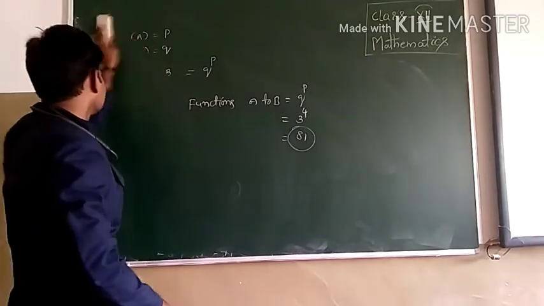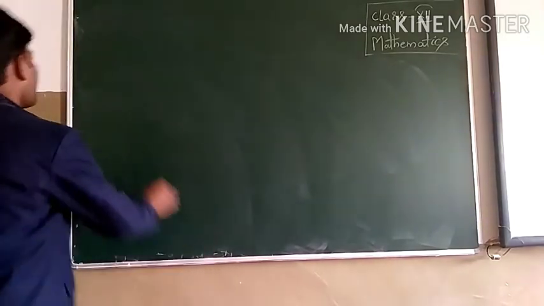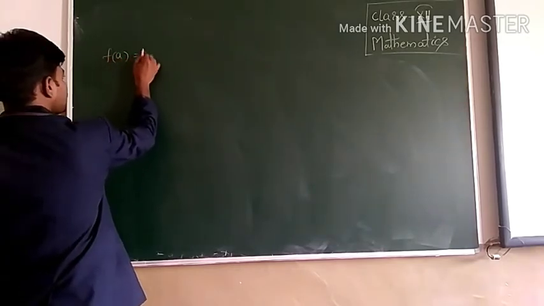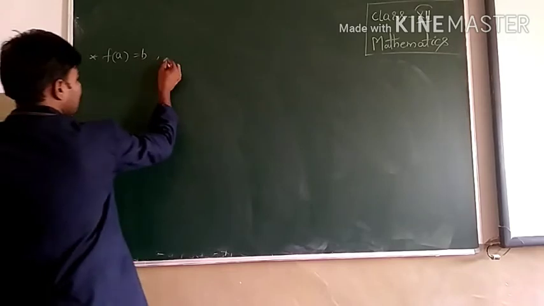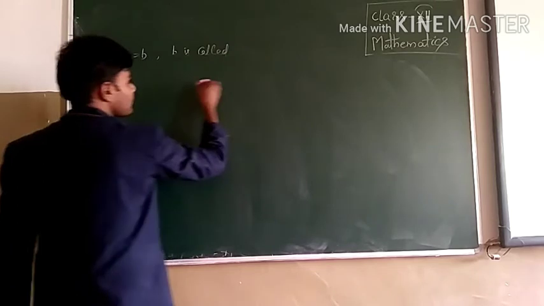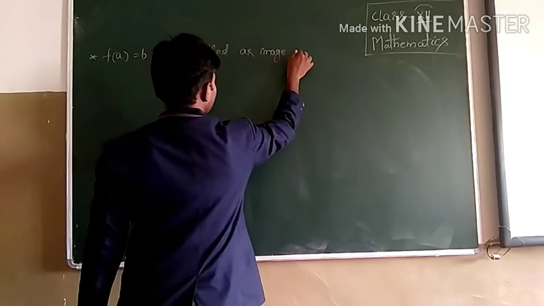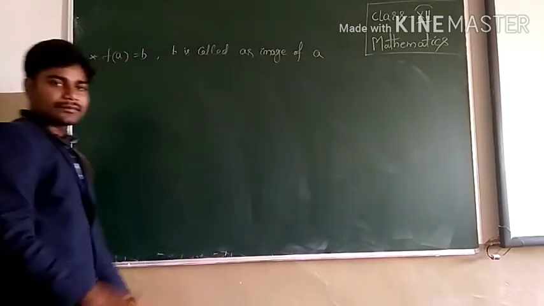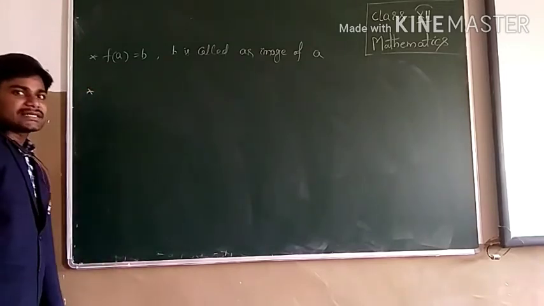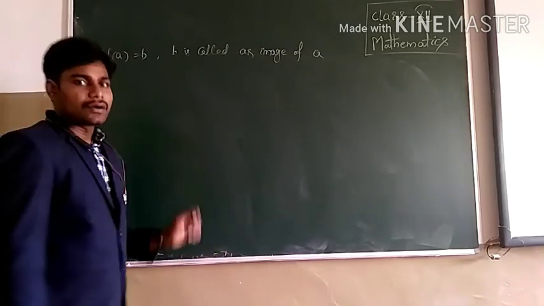Now let's see some more points relating to these functions. If f of A is equal to B, here B is called the image of A. One more point is that the range is always a subset of the codomain.